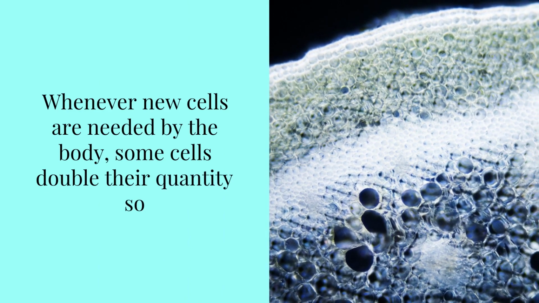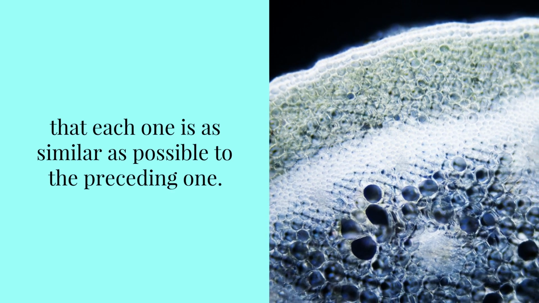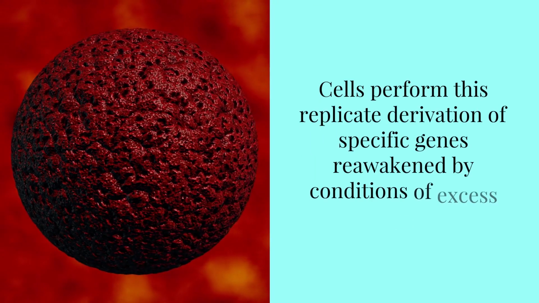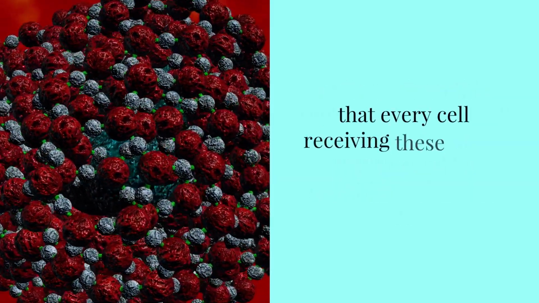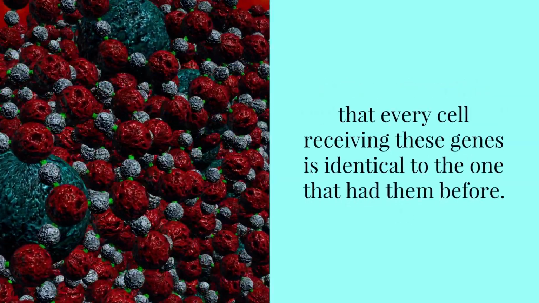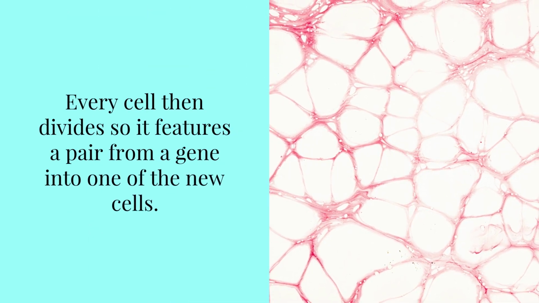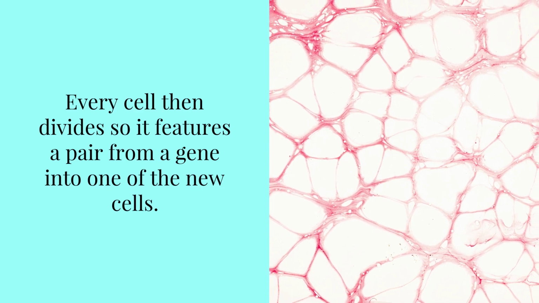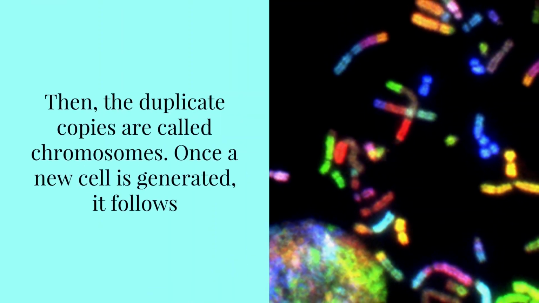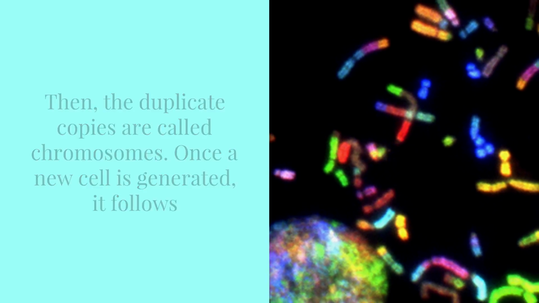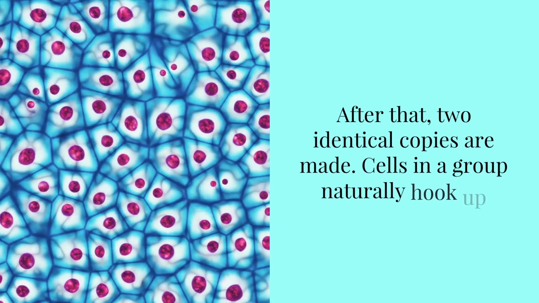Some cells double their quantity so that each one is as similar as possible to the preceding one. Cells perform this replication through specific genes reawakened by conditions of excess, so that every cell receiving these genes is identical to the one that had them before. Every cell then divides so it features a pair of each gene in one of the new cells. Then, the duplicate copies are called chromosomes. Once a new cell is generated, mitosis is the process where the chromosomes divide and after that, 2 identical copies are made.